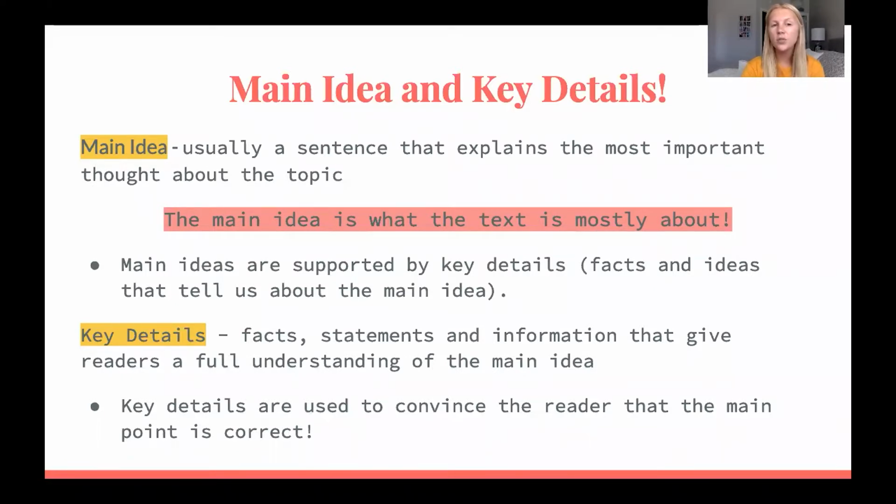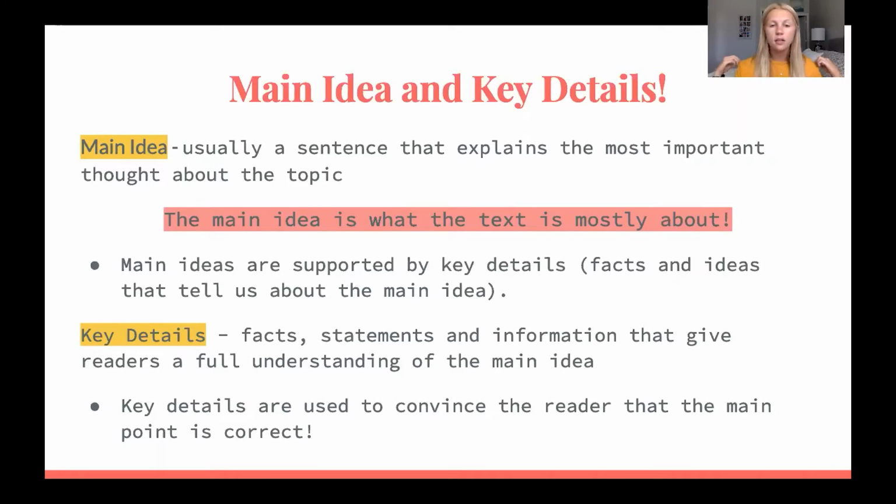The last few days we've been learning about main idea and main topic. Today we're focusing on key details and how they are used to help us locate our main idea of a text. Our main idea is usually a sentence that explains the most important thought about a topic. The main idea is what the text is mostly about. Main ideas are supported by key details, and key details are facts and ideas that tell us about the main idea.